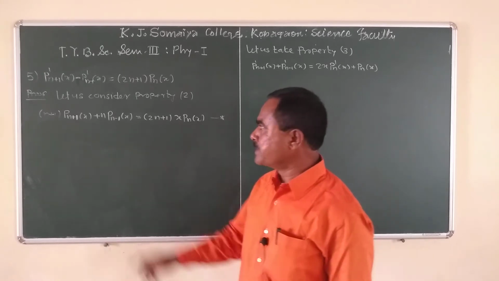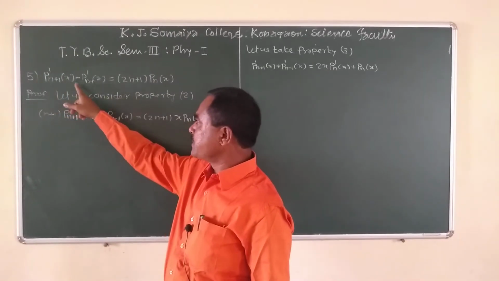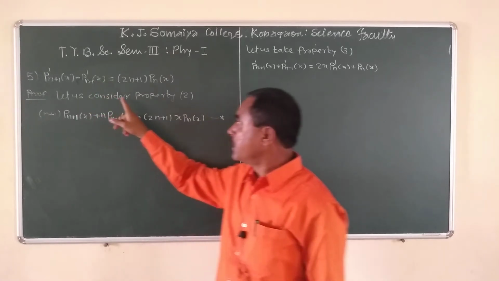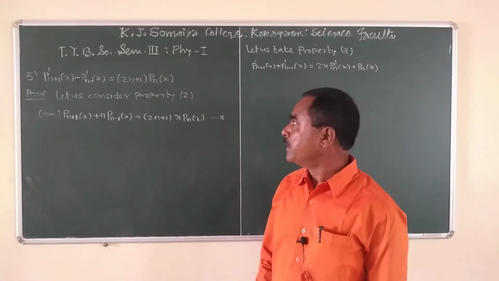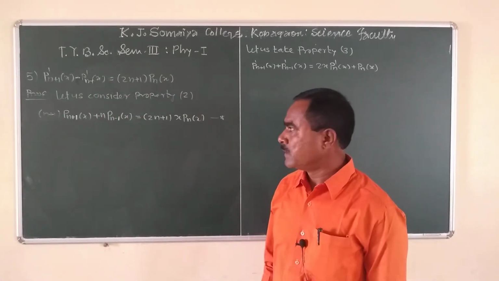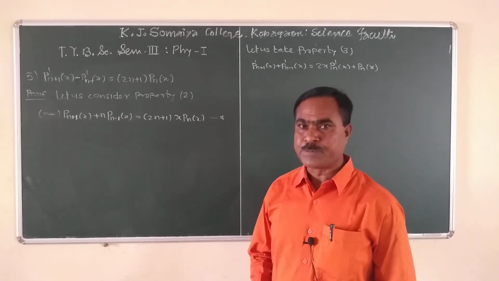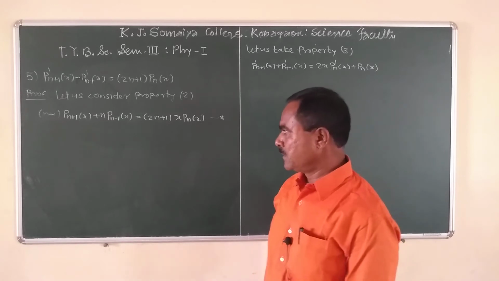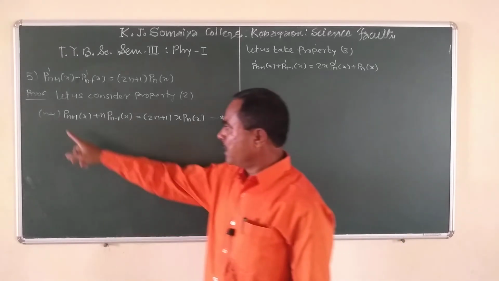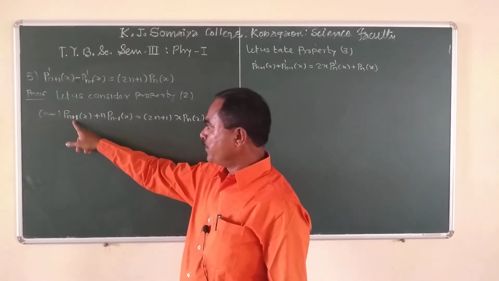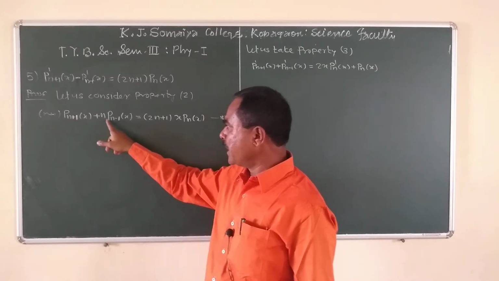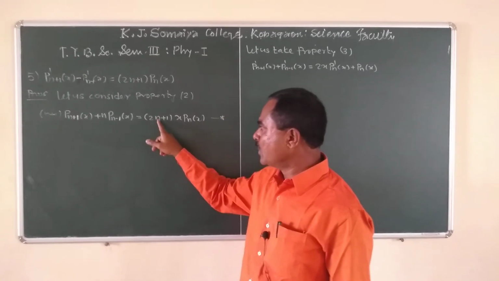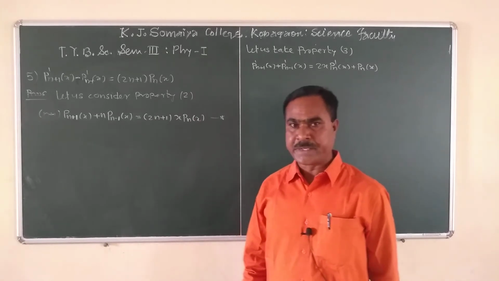The property is P'_{n+1}(x) − P'_{n−1}(x) = (2n+1) P_n(x). In order to prove this property, we have to consider the second property. The second property is (n+1) P_{n+1}(x) + n P_{n−1}(x) = (2n+1) x P_n(x).